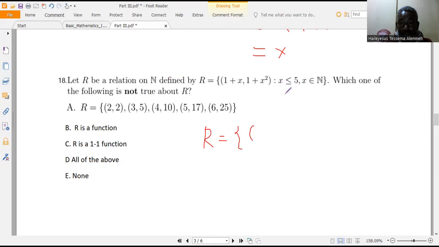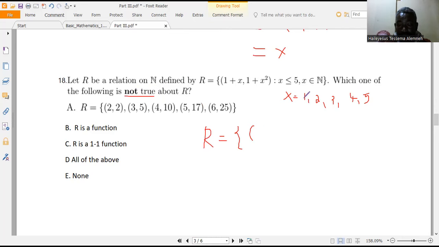So x is from 1 up to 5. The domain elements are 1, 2, 3, 4, 5. These are the domain elements. Therefore, which one is not true?